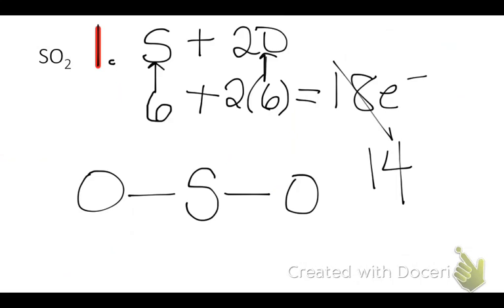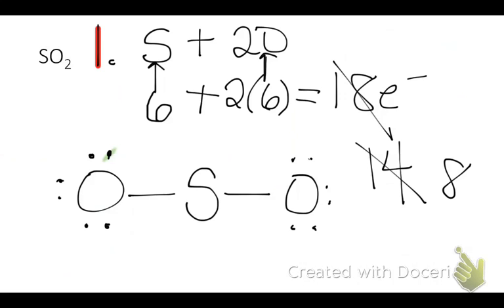So how many do I need around this oxygen in order to make it 8? Very good. So go ahead and draw it in. You're going to need 1, 2, 3, 4, 5, and 6. So how many do I have left over? Very good. 8. 1, 2, 3, 4, 5, 6.